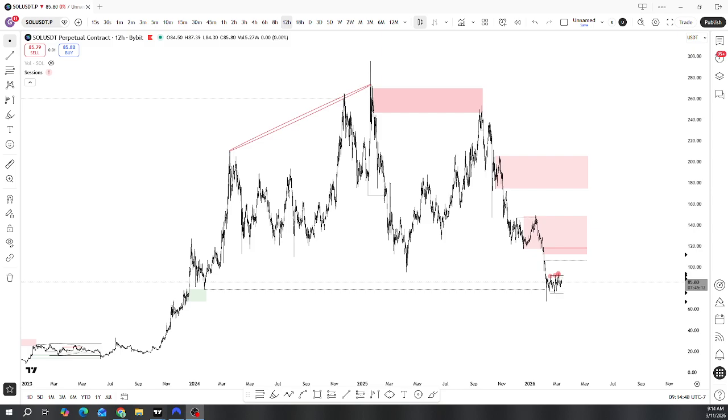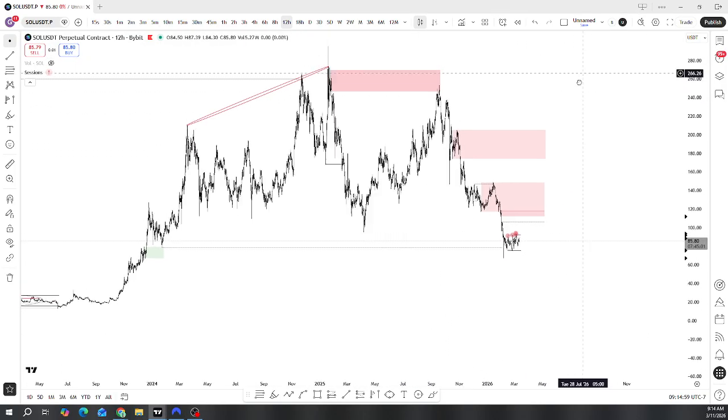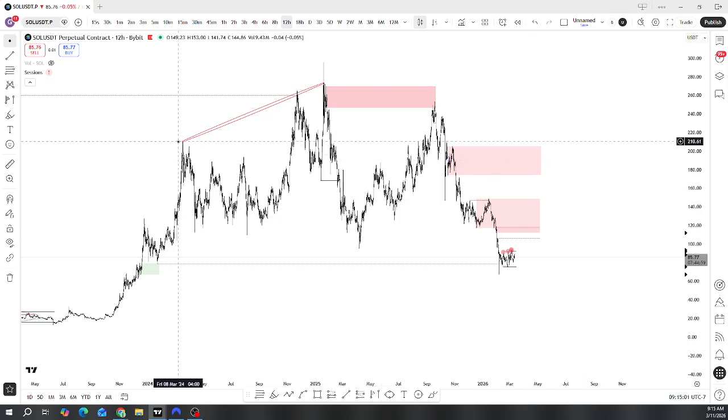Yo, what's up? Gonna be doing a post trading analysis on a Solana trade that I took yesterday. Just want to document it real quick. Pretty simple trade right here, so we're just gonna go over it real quick.